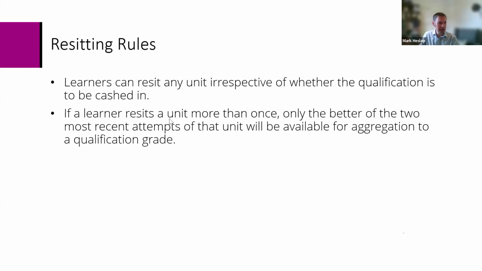If a learner resets a unit more than once, only the better of the 2 most recent attempts of that unit will be available for aggregation to a qualification grade. Okay, we don't want students to be put in for unit 1 in the autumn of year 10, the summer of year 10, the autumn of year 10, the summer of year 11, just to hedge your bets on putting through as many exams as possible. That's not really in the interest of students. So this rule is trying to encourage people to put students in at the best time for them.